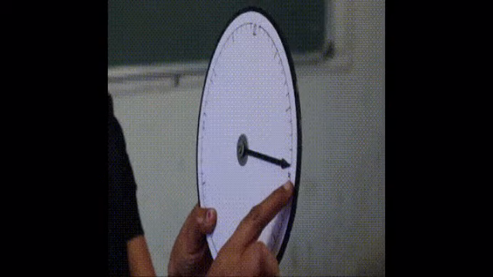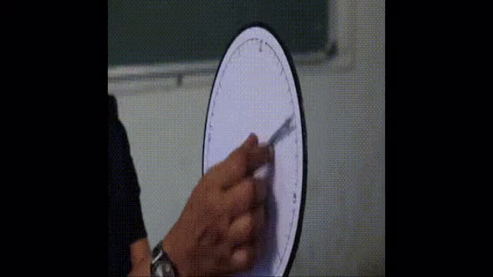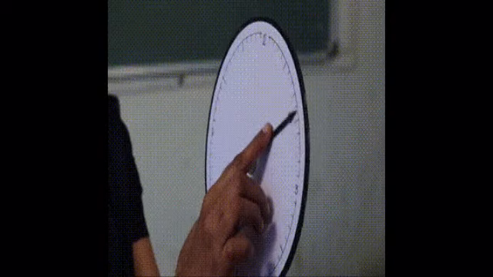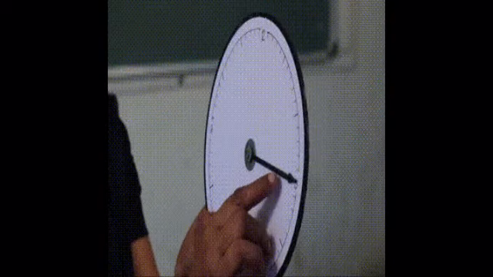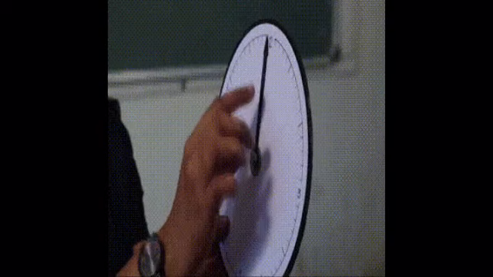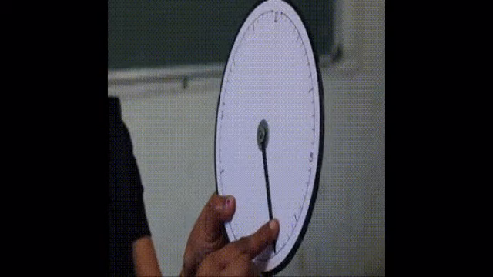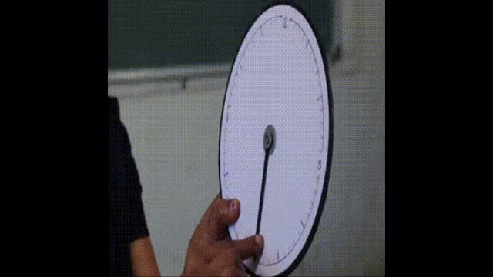Then from 12 o'clock, what is the half rotation? Half rotation means you will get a 180 degree angle. That is 6 o'clock. The next one: what is 3/4 of the revolution? The full revolution is 12 hours, so we are moving 3/4 of it. 3/4 means that is 9 o'clock.